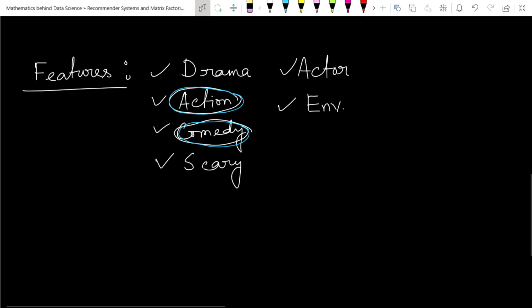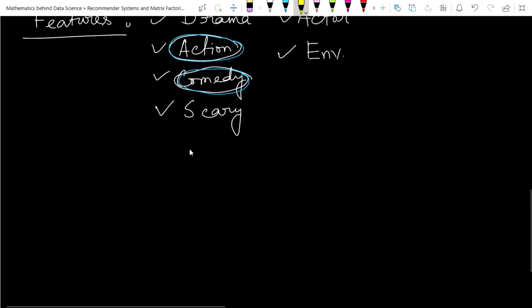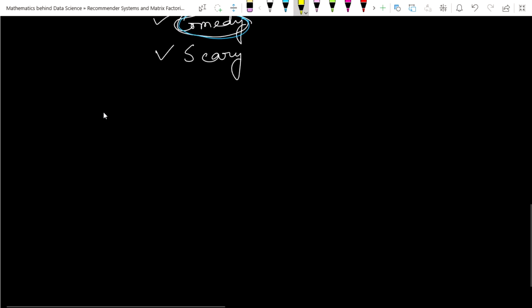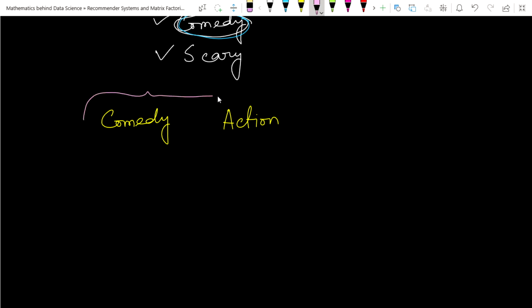Now let's try to understand, using these features, how we can understand each user's choices. What will be the choice of each user? So here we have to consider two features, comedy and action. These are the two features of our movie. There are many features; we have just taken two here. Now there are two things: the user and a movie.